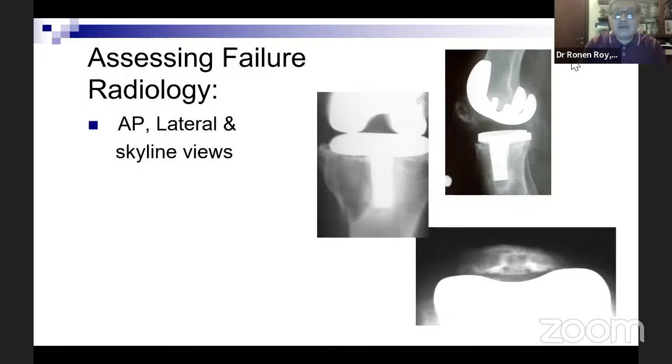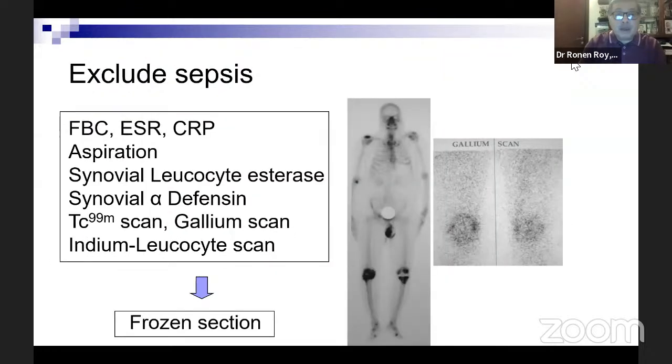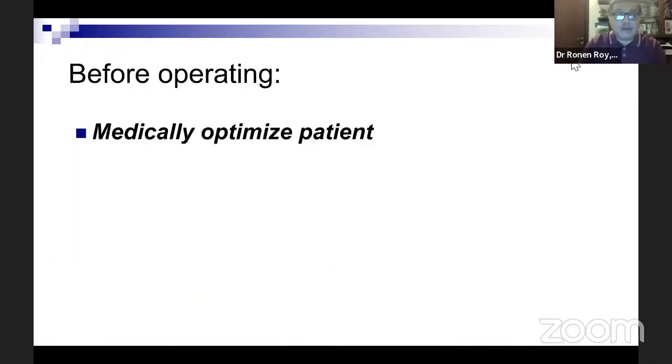And serial clinical radiographs often help in making a diagnosis. The usual standard AP, lateral and skyline views, and it's important to compare them with the previous films. And remember, X-rays always tend to underestimate the bone loss. And over and above all, always exclude sepsis, because it's very difficult in the revision scenario if you're not prepared and you've opened the joint and pus comes pouring out.